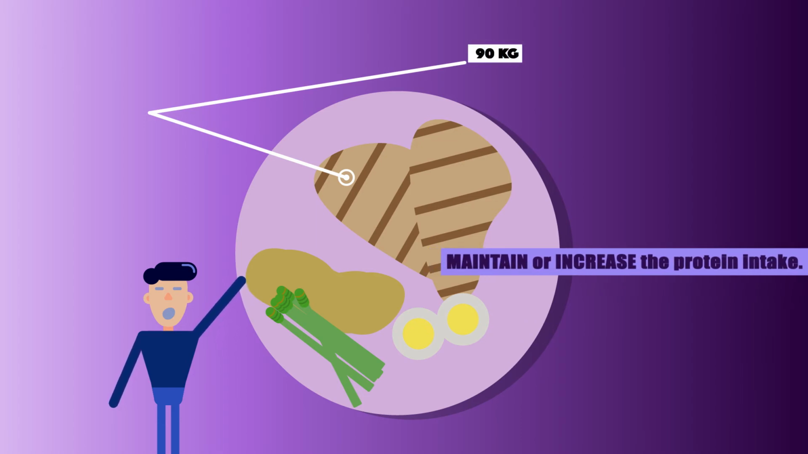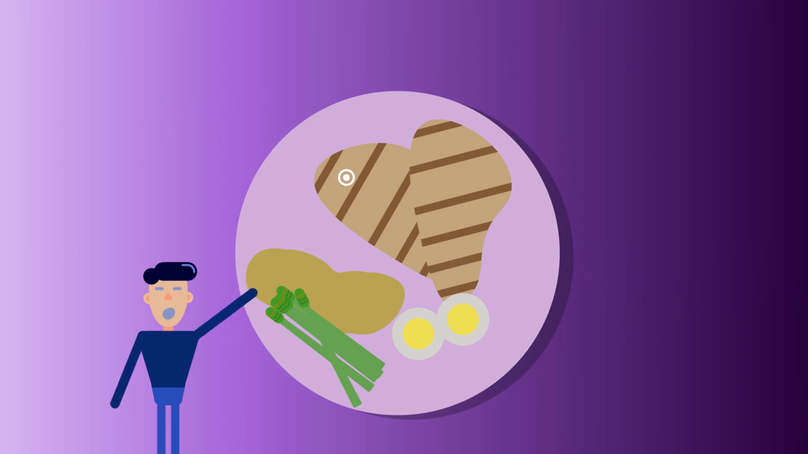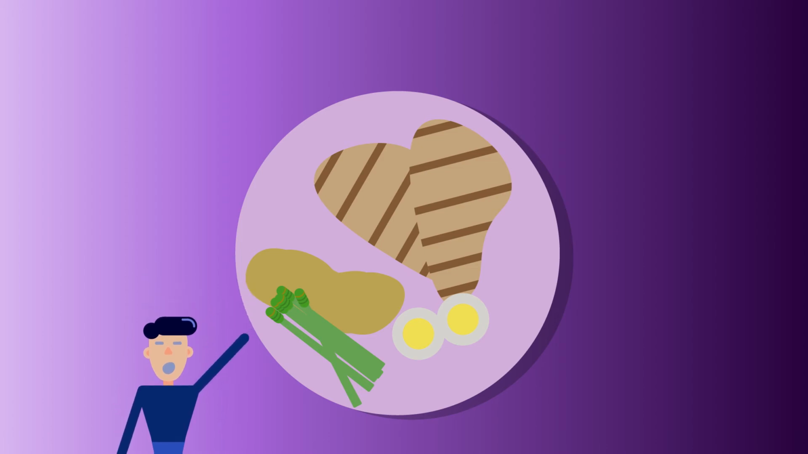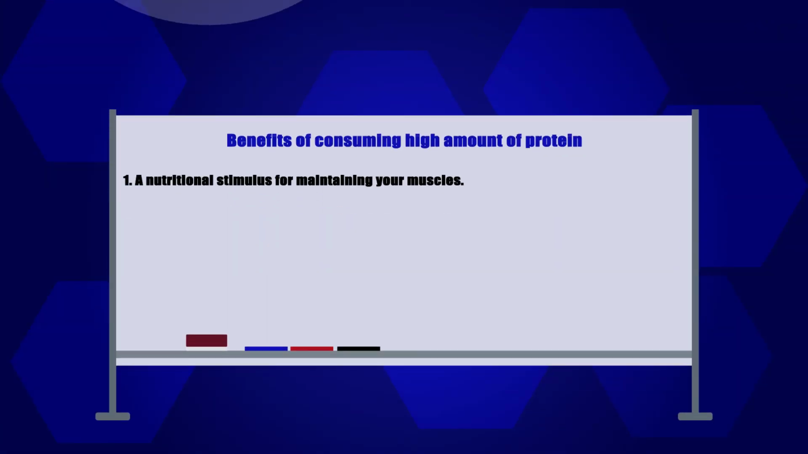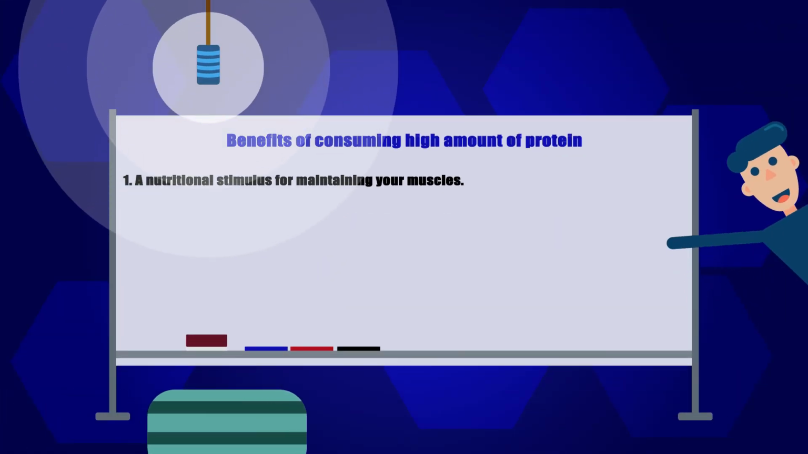When cutting down your calorie intake, none of the calories being cut should come from your protein. This is due to several benefits brought by consuming a high amount of protein while you are in a dieting program. First, protein acts as a nutritional stimulus for maintaining your muscle when you are in a calorie deficit. In other words, you are sending a signal to your body telling it not to use your muscle as a fuel for you to survive throughout the day.